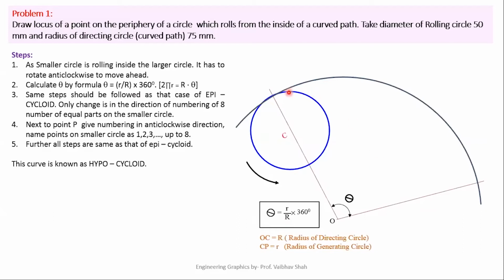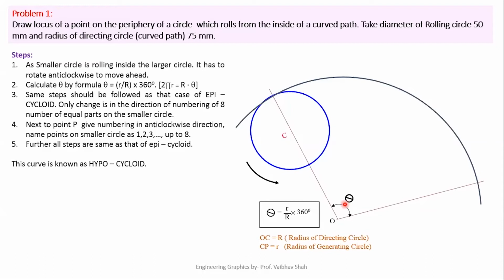we have to divide this curved path into 8 number of equal parts. You can also divide this curved path into 12 number of equal parts. It is completely your choice. So here in this case, we are dividing this curved path into 8 number of equal parts. So now these 8 parts can be divided by 2 methods.